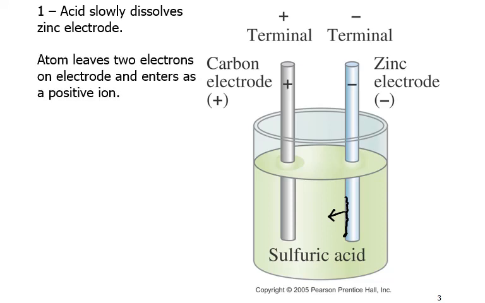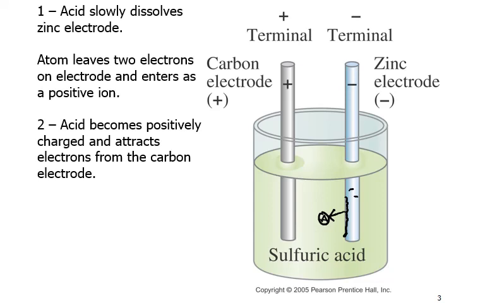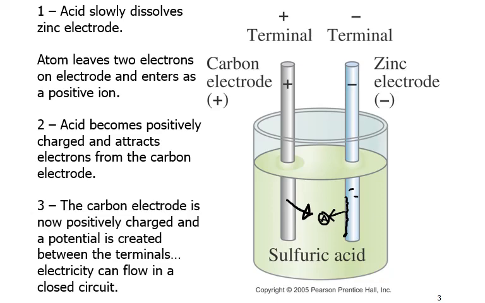What happens is the atom goes into the sulfuric acid and then leaves two electrons behind. So that atom is actually in here, and then you have two electrons that stay behind. The acid then becomes positively charged because of those zinc atoms that go into the acid, and that actually pulls off electrons from the carbon electrode. So the carbon electrons leave to make the atoms that went into the acid neutral, and that leaves the carbon electrode positively charged.